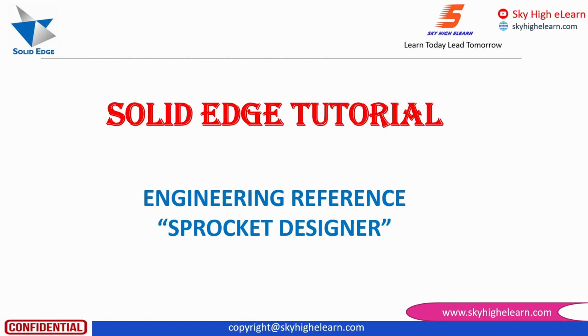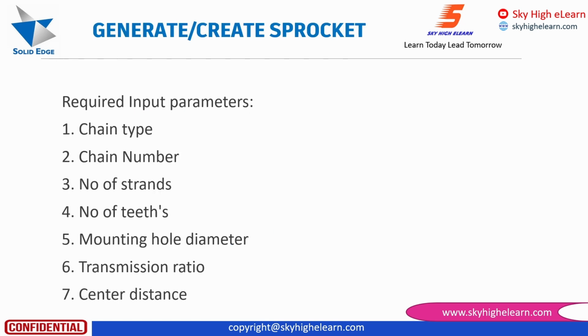So let's get started. To generate or create a sprocket in Solid Edge, we need some input parameters like type of chain, number of strands for the chain, number of teeth on the sprocket, mounting hole diameter of the sprocket, then transmission ratio and center distance. So these are the input parameters required to generate.